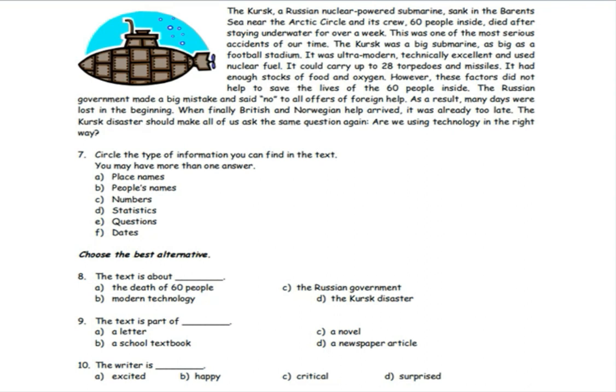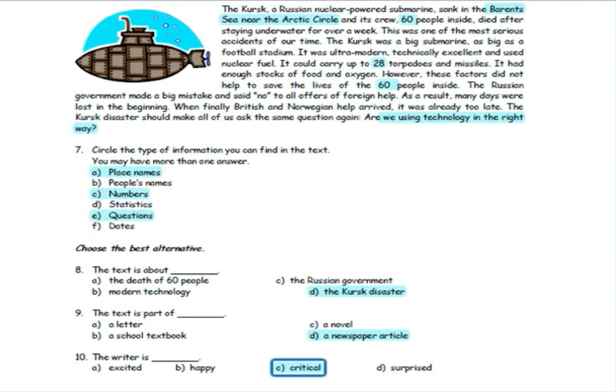And if you look at questions 8, 9, and 10, it says choose the best alternative. It is better for you to stop the video for a while and try to answer the questions as quickly as possible. But now I'm going to show you the answers. You can find information about the place names, numbers, and questions here, and I tried to highlight them in the paragraph. If you look at this, you can clearly see.